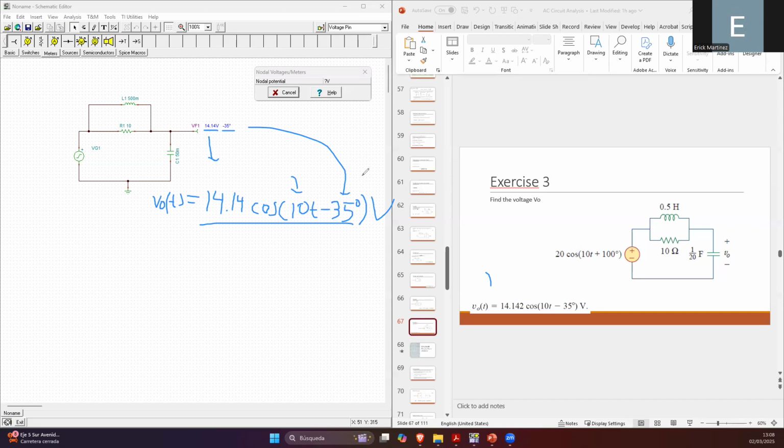So this is the way in which you can simulate AC circuits in TINA. Later I will show you how you can simulate other types of circuits. This is like a brief introduction. If you have a question, you can ask me, and I will upload other videos along this week in order for you to understand better how you can go from the diagram to the simulator and how you can verify your results in TINA.